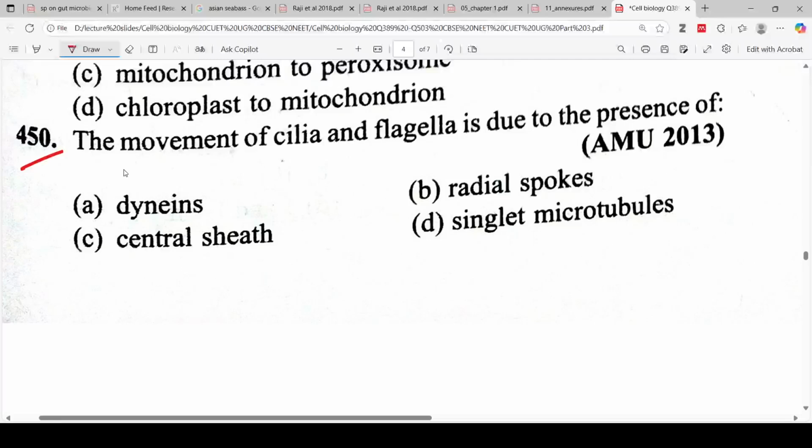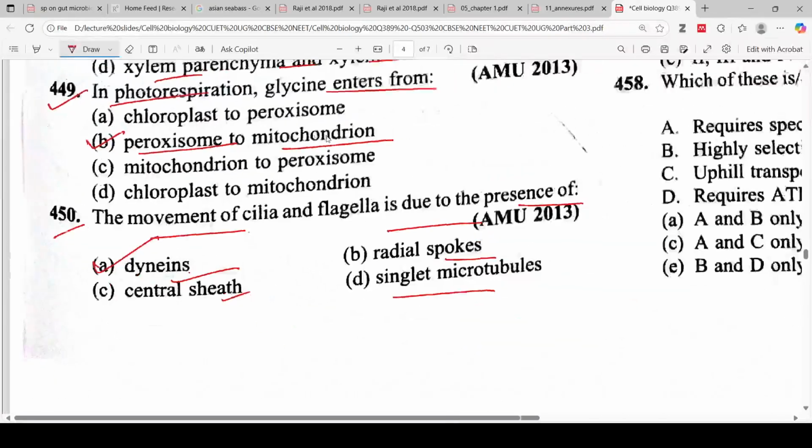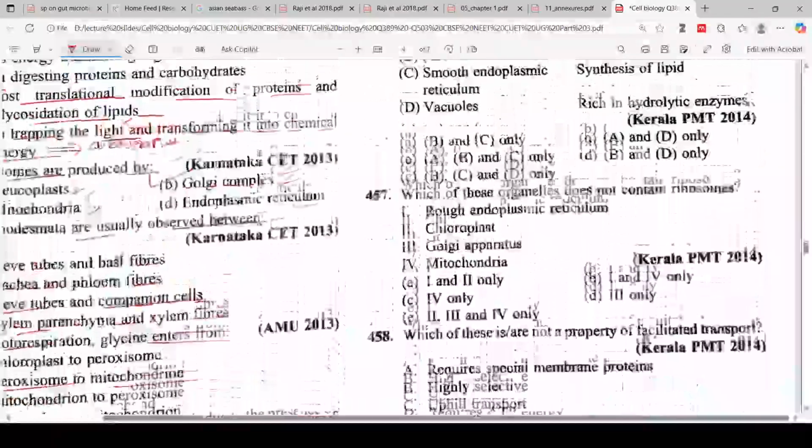Next question. Read the question and I'll tell. Movement of cilia and flagella is due to the presence of dynein, central sheath, radial spokes, singlets, microtubules. So the correct answer will be option A, dynein. Next question.